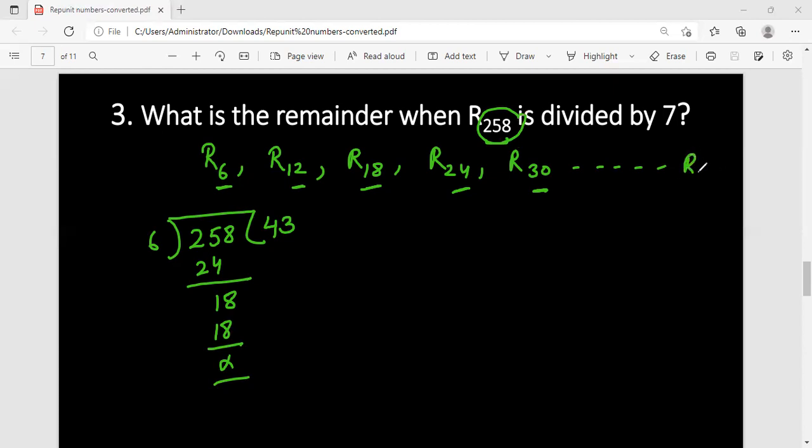So R258 will be divisible by 7. So what should be the remainder, guys? Remainder should be 0. What should be the remainder? Remainder should be 0. I hope all of you are getting me because I am going a higher level in every question. Right? Now let us take one more.